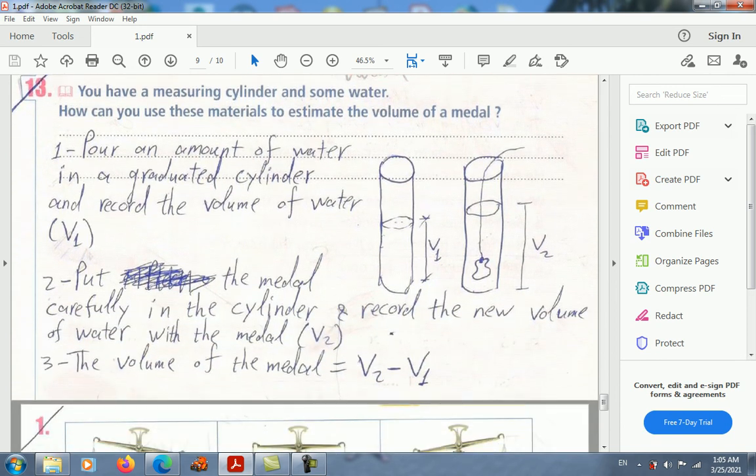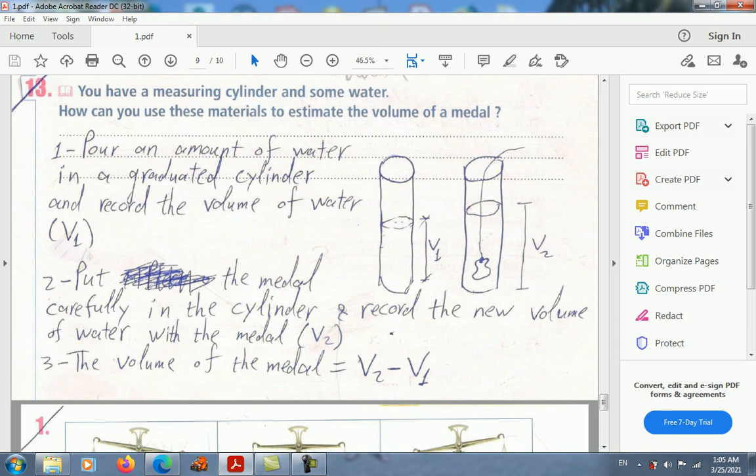Now, let's go to 13. You have a measuring cylinder and some water. How can you use these materials to estimate the volume of a medal? Simply you draw the 2 cylinders, the volume before putting your medal, and the same cylinder after putting the medal. What happens? The volume is going to change. Before putting the medal it was V1. After putting the medal it's V2.